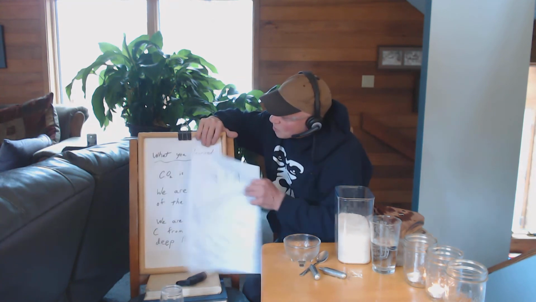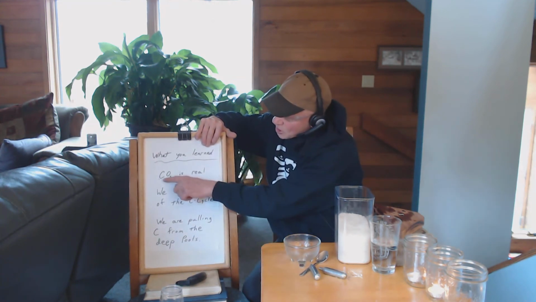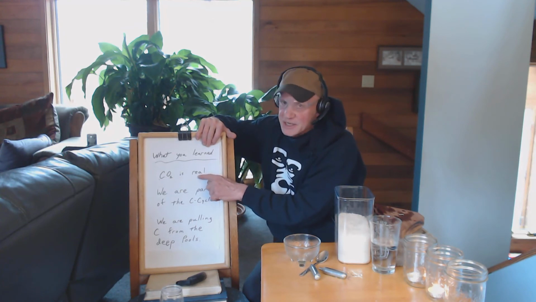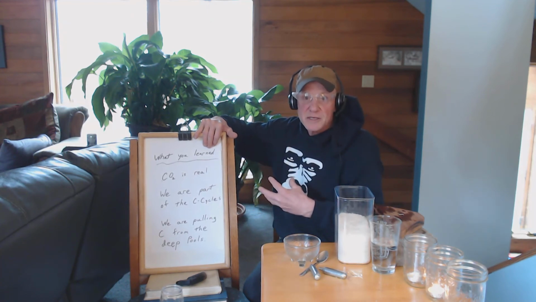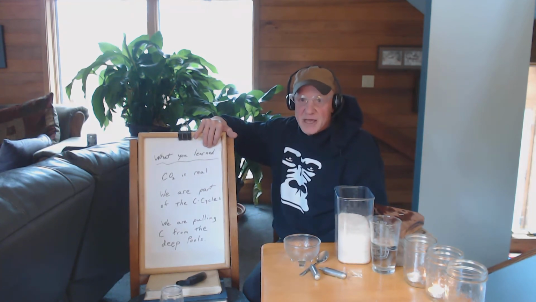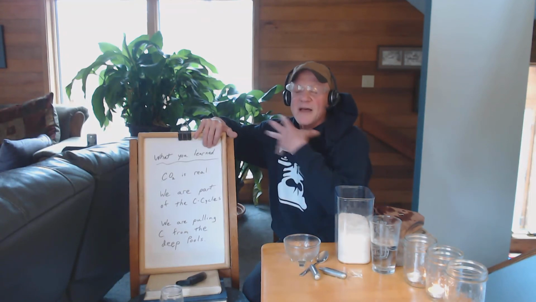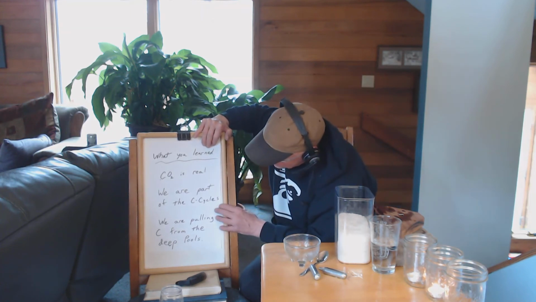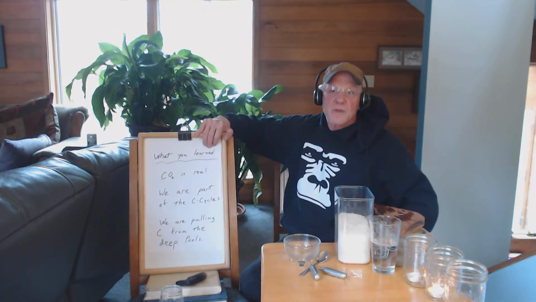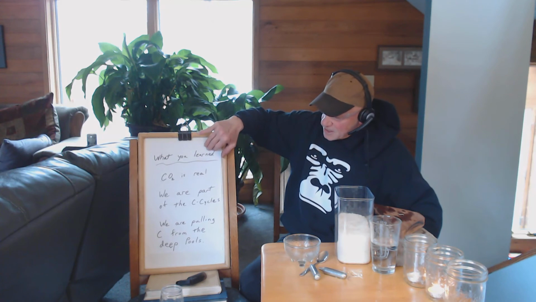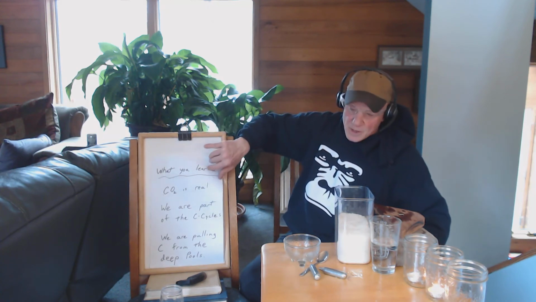So, what you learned: carbon dioxide is a real thing. We can't taste it or feel it, but it's real. It has mass. And we are part of the carbon cycle. We're in the fast cycle with plants, but we're dipping into that slow cycle that should take millions and millions of years. We are pulling carbon from the deep pools. That's the big problem, and that's what we have to address to change our global warming.